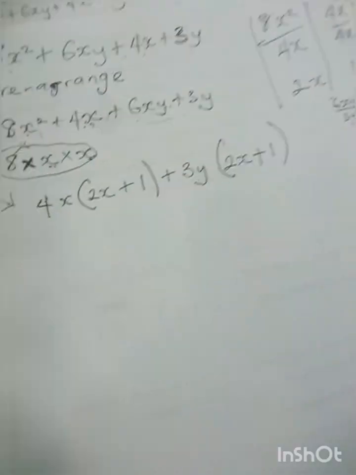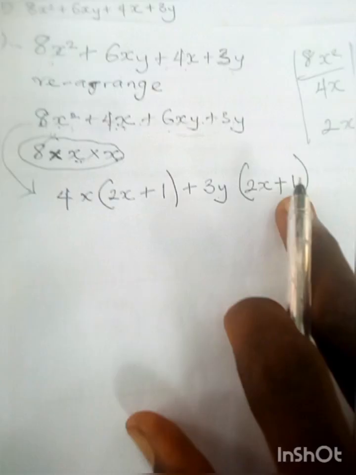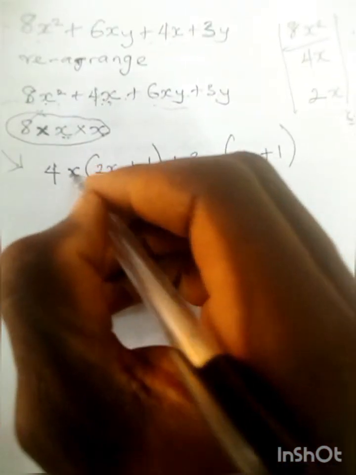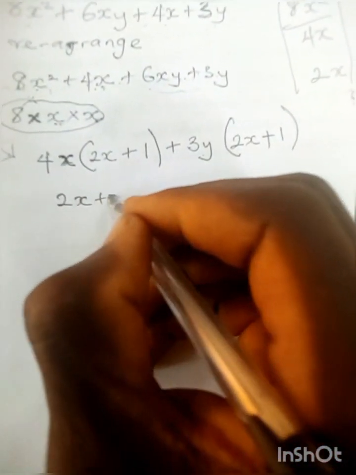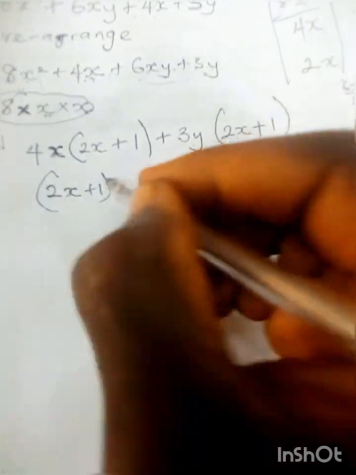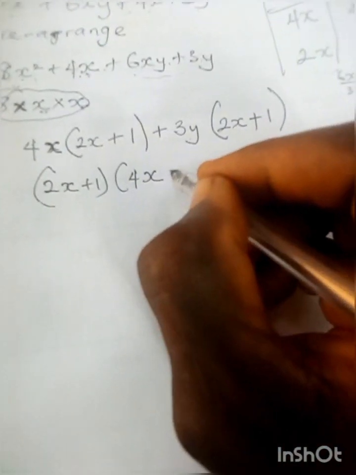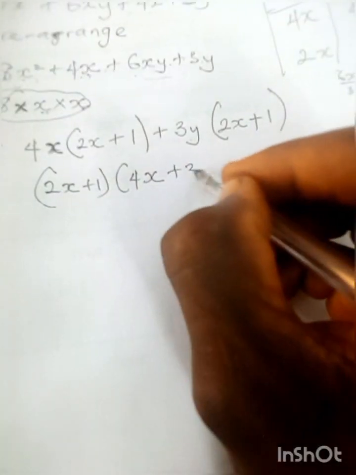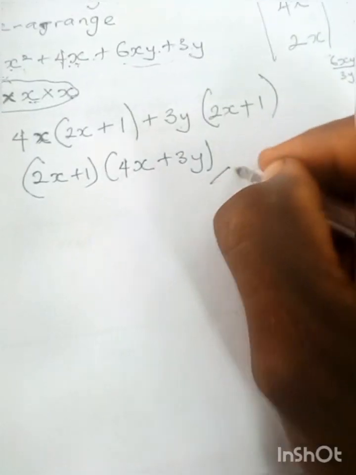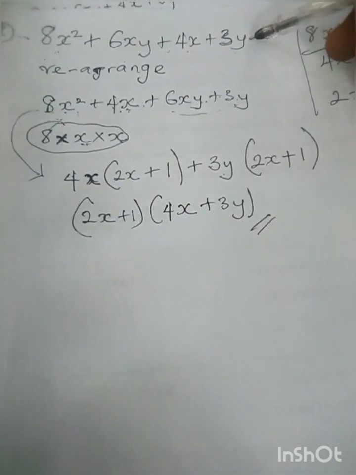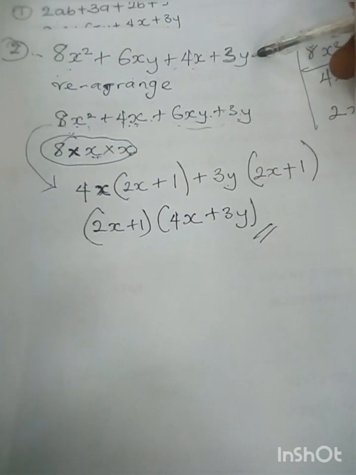So can we see we have brought out common factors too? What's common here and what's common here now? We have the brackets as common. This is x, take note. So we have 2x plus 1. If this cancels out, we have just what? 4x. Now this goes here, we have here plus 3y. So this is the solution to question 2. Hope we get it.